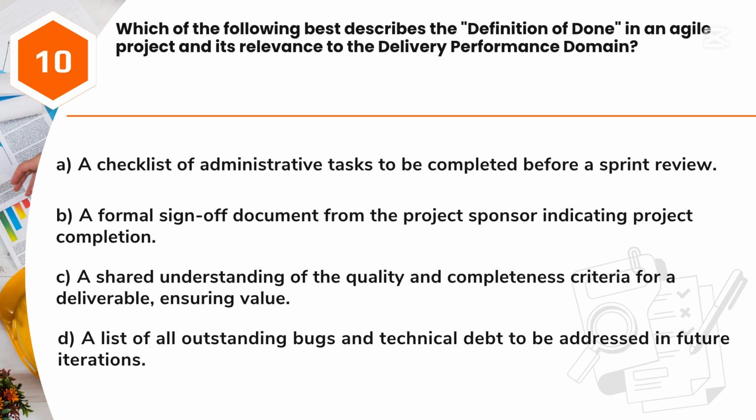Question 10. Which of the following best describes the definition of done in an Agile project and its relevance to the delivery performance domain? A. A checklist of administrative tasks to be completed before a sprint review. B. A formal sign-off document from the project sponsor indicating project completion. C. A shared understanding of the quality and completeness criteria for a deliverable, ensuring value. D. A list of all outstanding bugs and technical debt to be addressed in future iterations.